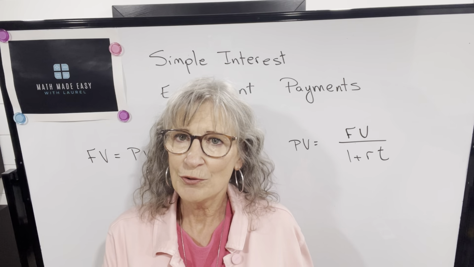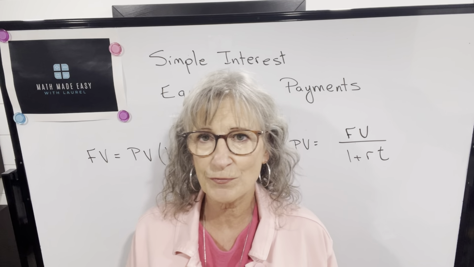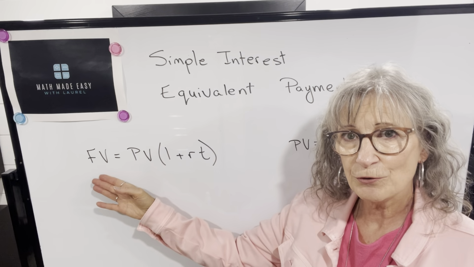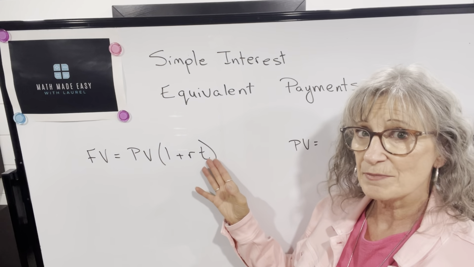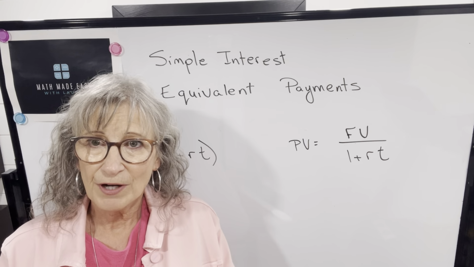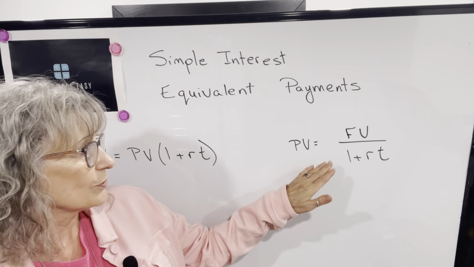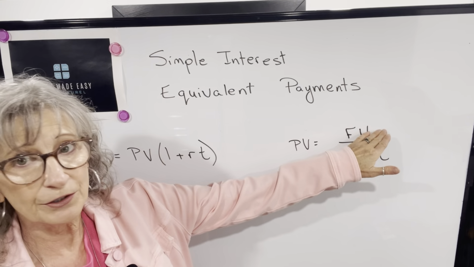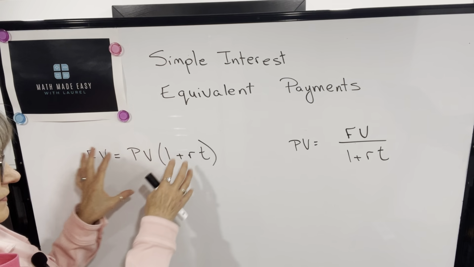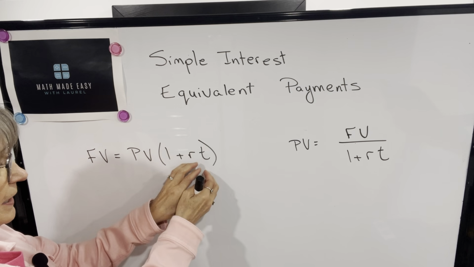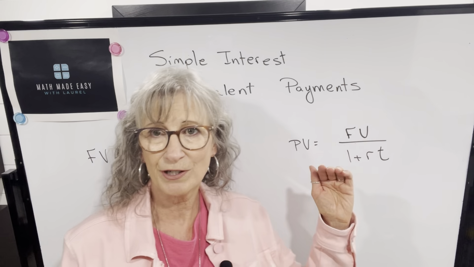In my previous video, we introduced the concept of future value and present value, so I just want to go over those formulas. Our formula for finding future value is present value times 1 plus r times t. If you want to find present value when you know future value, you're going to use this formula. So present value will equal future value divided by 1 plus RT. We just simply divided both sides of this formula by this factor to get this. So know when to use future value and know when to use present value.